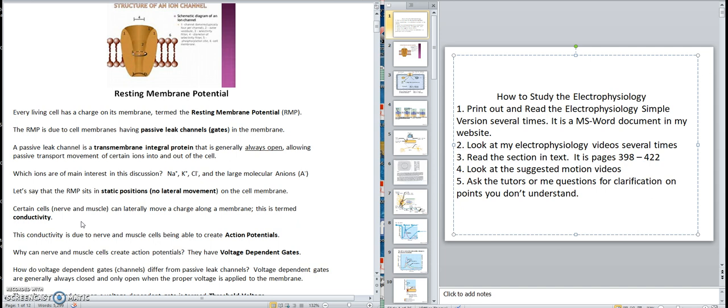Conductivity. That's what conductivity would be. This conductivity is due to nerve and muscle cells being able to create action potentials. See, this is a resting membrane potential, but they can create action potentials. Why can the nerve and muscle cells create action potentials? They have voltage-dependent gates. They have some additional gates in addition to the passive leak channels.